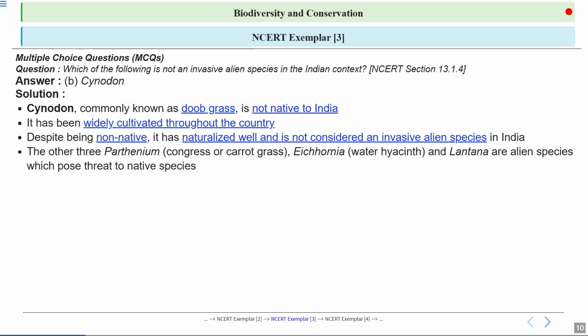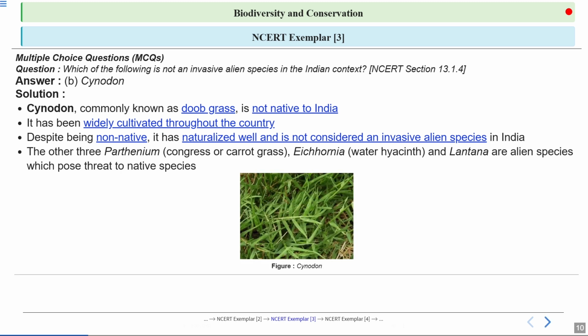The other three, Parthenium, which is also known as Congress grass or carrot grass, Eichhornia, also known as water hyacinth, and Lantana, are alien species which pose a threat to native species. These species compete with the native plants for resources like sunlight, water, and nutrients, often outcompeting them and reducing biodiversity. This is an image showing you Cynodon, which is not considered an alien species in the Indian context.